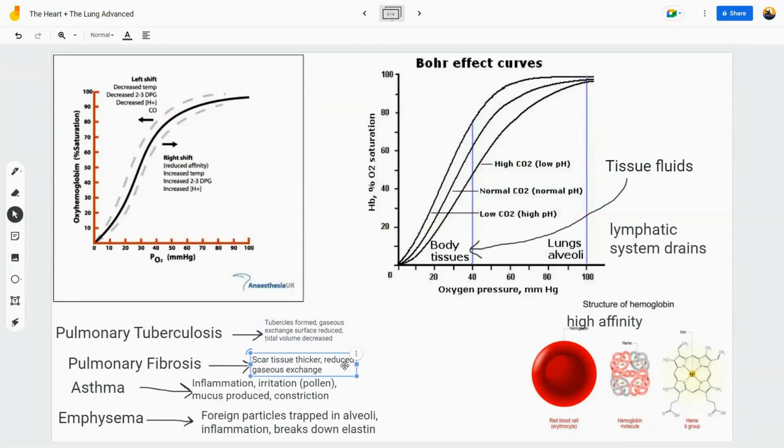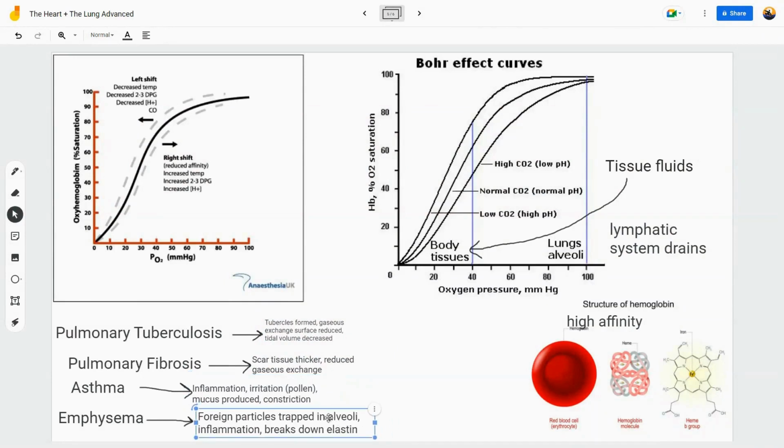Symptoms include persistent cough, coughing up blood or mucus, chest pains, shortness of breath, and fatigue.